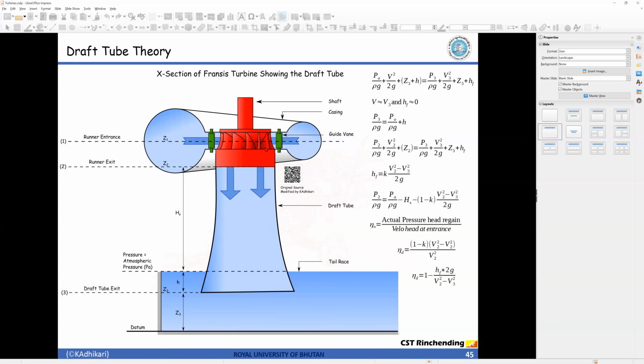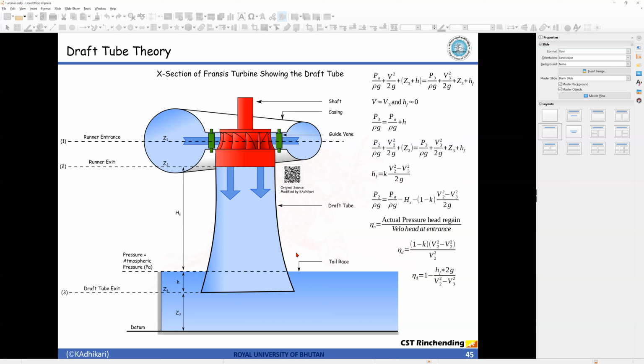We know that the principle of reaction turbine works on the pressure difference at inlet and outlet. If we reduce the pressure, more work can be done, right? That is the concept. More work can be done. So with the help of a draft tube, pressure energy at this point can be reduced by this much. Yes, that's why the shape is conical.